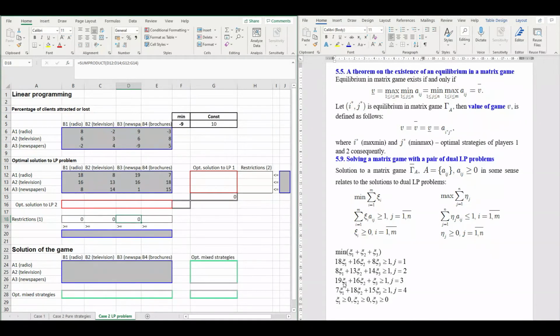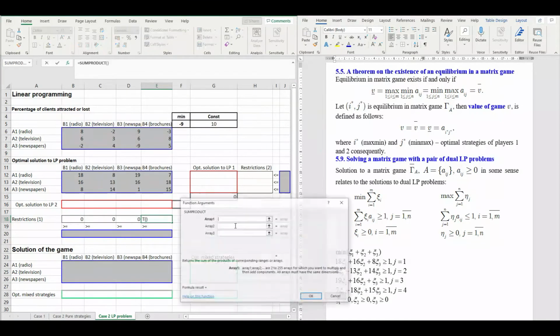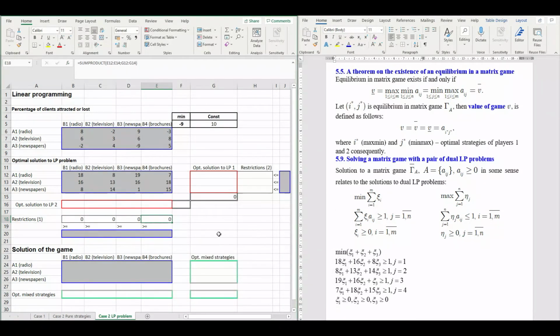And let us add the left hand side of the fourth restriction, and we insert this left hand side into the cell E18, and once again we call the sum product function, and we choose the elements of the fourth column, and the second array, it is the variables xc1, xc2 and xc3, and as a result the left hand sides are represented in our Excel file.